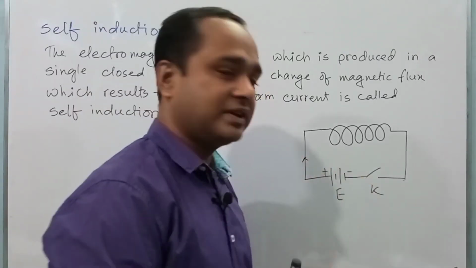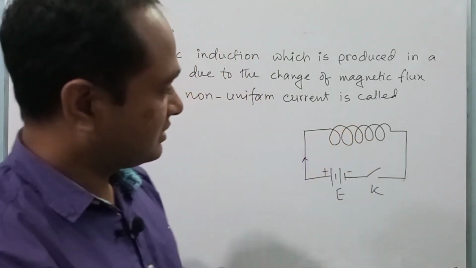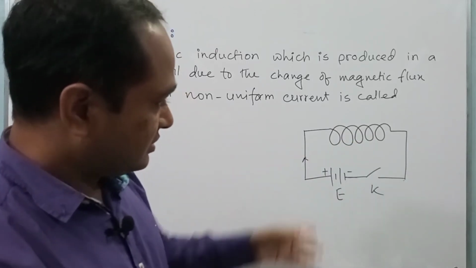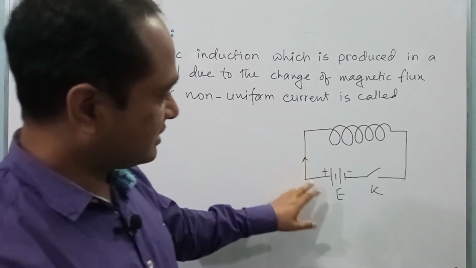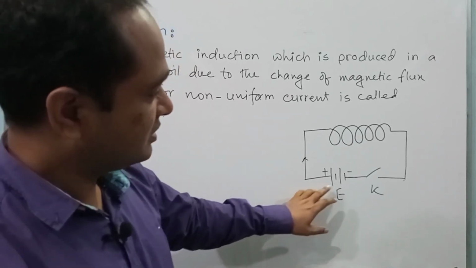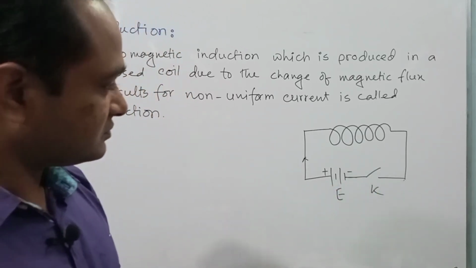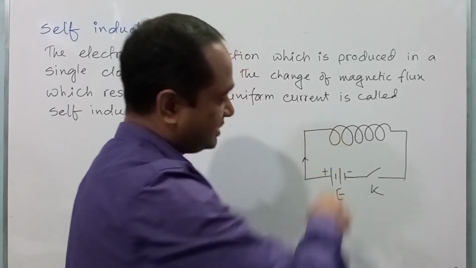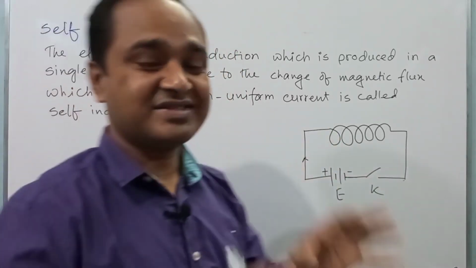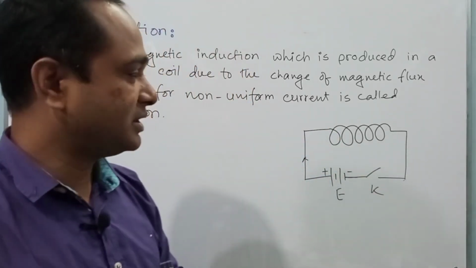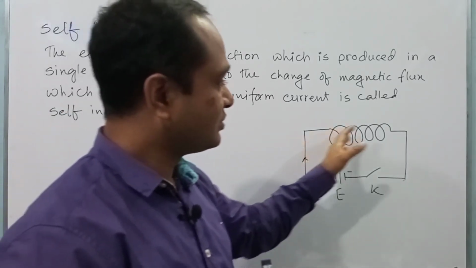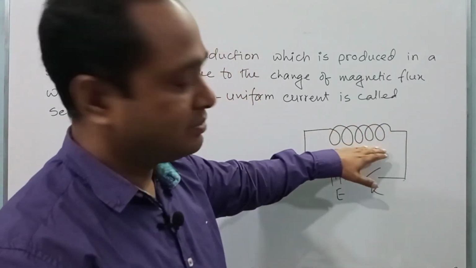First we can observe the figure. Here is a closed coil which is connected with a source of battery and a key. If the current passes through the coil, if there is a steady current, that is, if the value of the current is constant, then no magnetic induction will be induced in the coil.